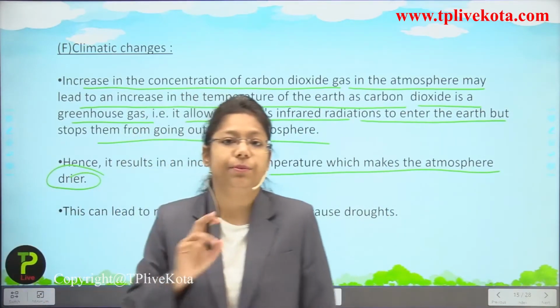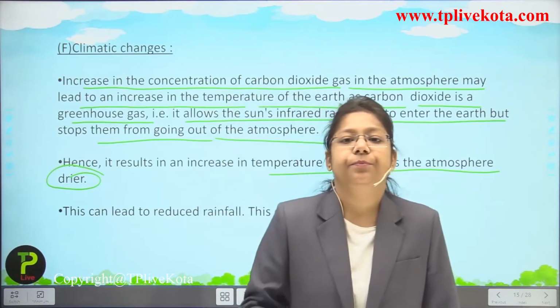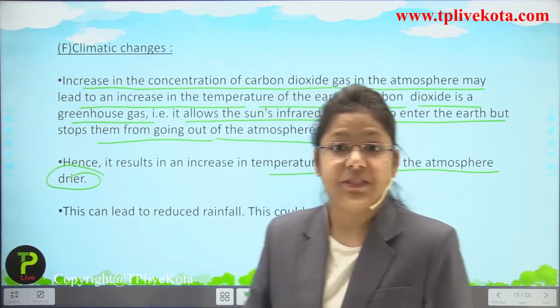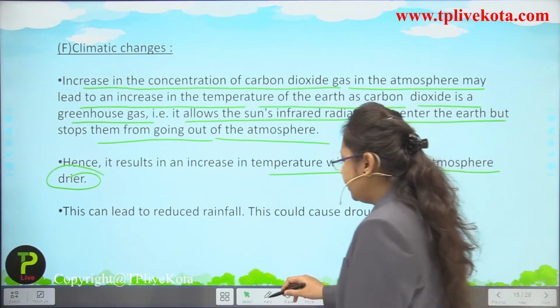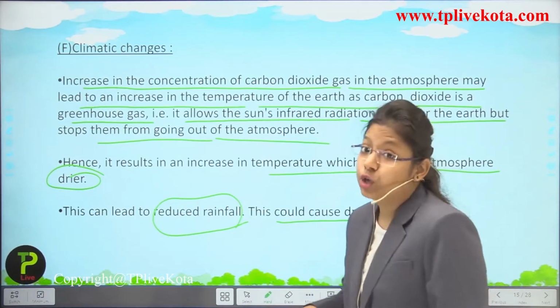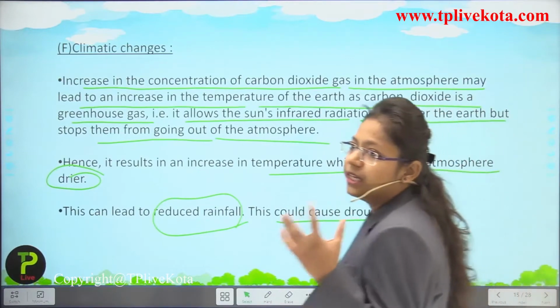Okay students, remember this: when carbon dioxide is released and increases in the atmosphere, then the atmosphere becomes drier. This can lead to reduced rainfall also. This could cause drought conditions also. Now did you understand about all the climatic changes?